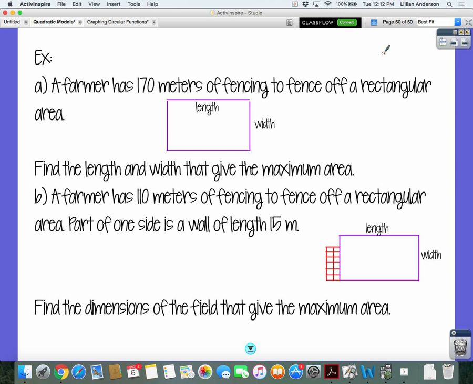This last one says a farmer has 170 meters of fencing to fence off a rectangular area. Find the length and width that gives the maximum area, as well as talking about with the last problem. So first off, using that very first problem, we already know that area equals length times width. We're going to need another equation to get area in terms of one variable. What equation is that?